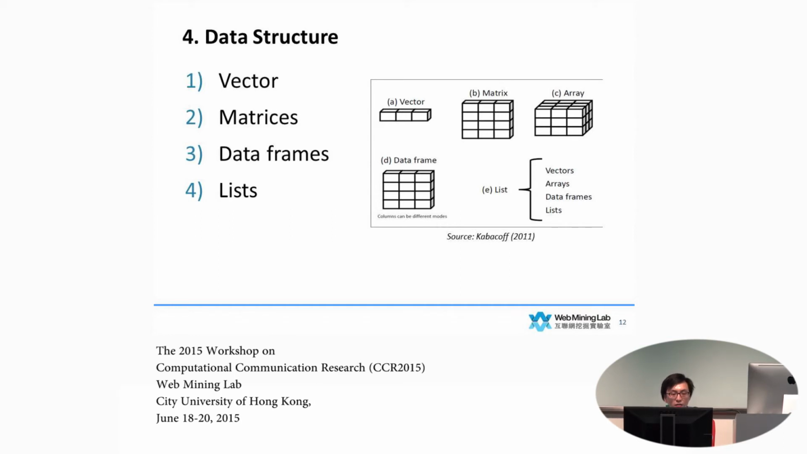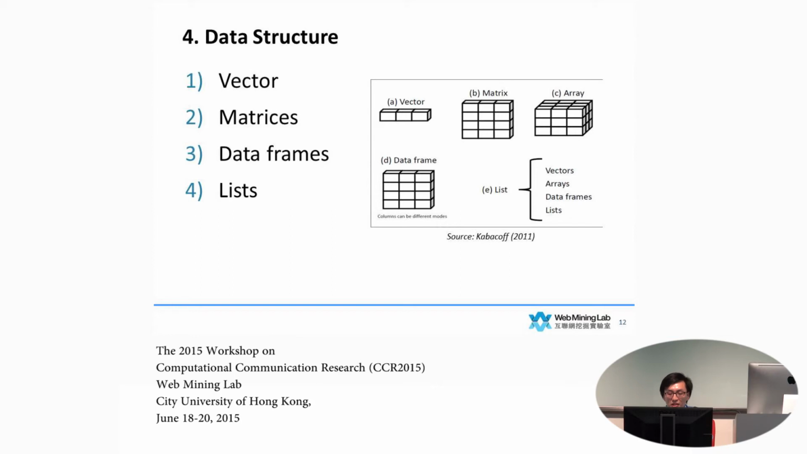The first one is called a vector. What is a vector? A vector is just a list of values. For example, 1, 2, 3, 4, 5. That is a vector. And if you have many columns of vectors or many rows of vectors, that is a matrix, like this one. We will not talk about this one because we usually don't use this type.